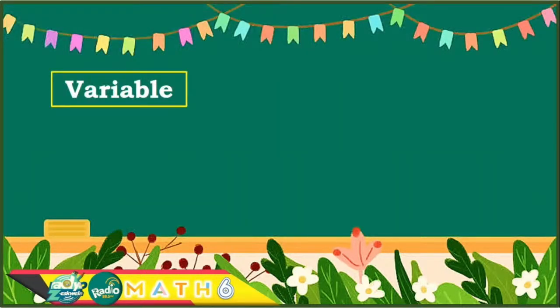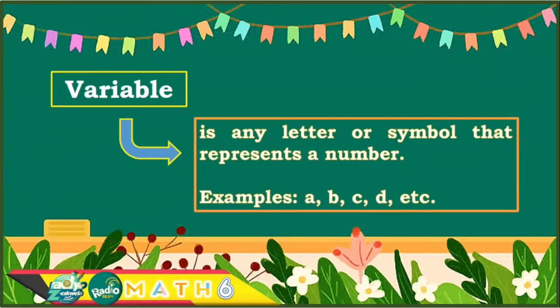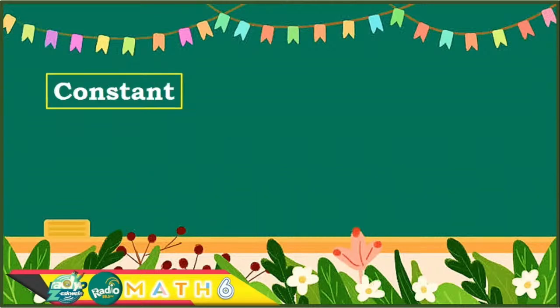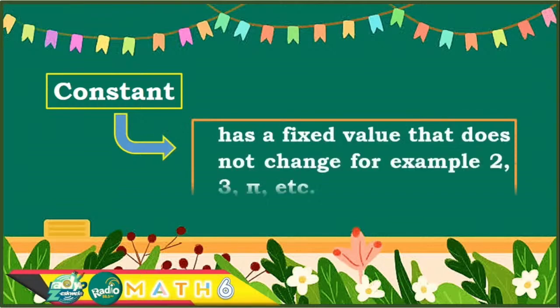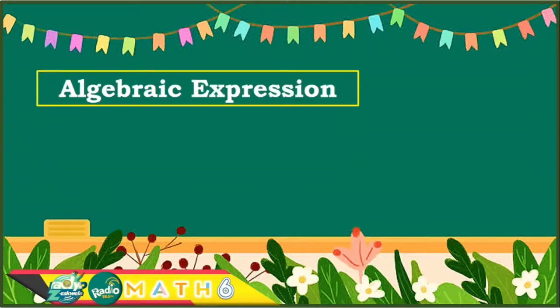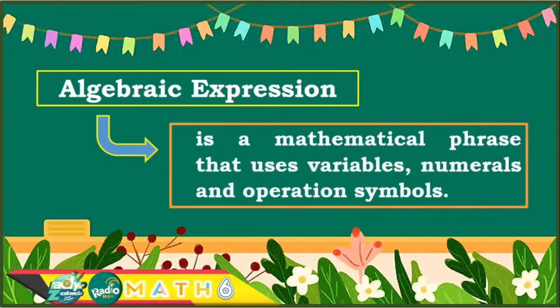Very good! Always remember that a variable is any letter or symbol that represents a number. Examples: A, B, C, D, and etc. While a constant has a fixed value that does not change, for example, 2, 3, pi, and etc. An algebraic expression is a mathematical phrase that uses variables, numerals, and operation symbols.